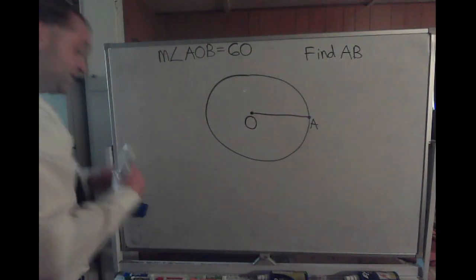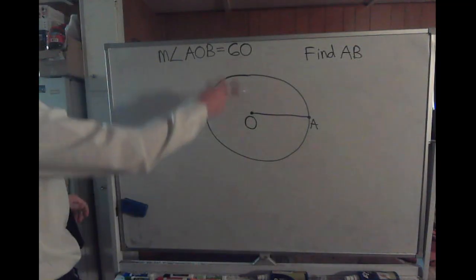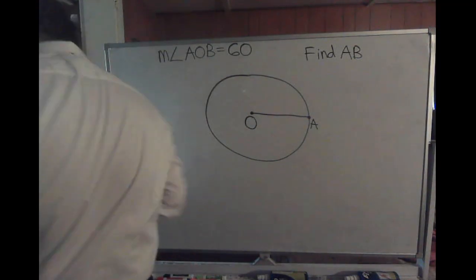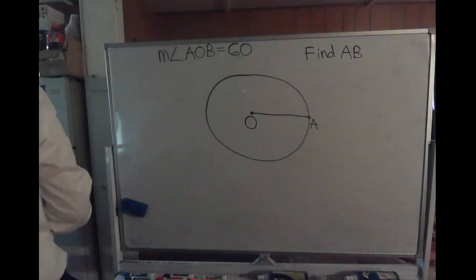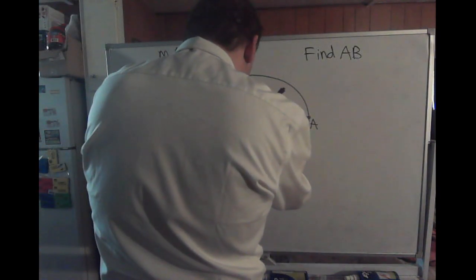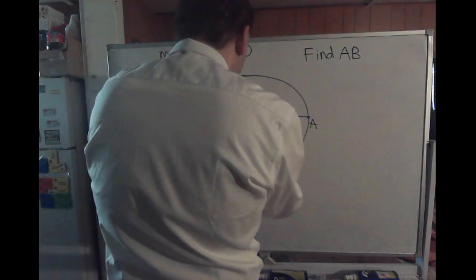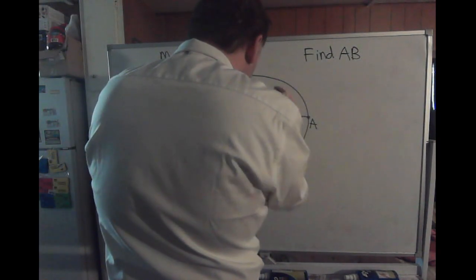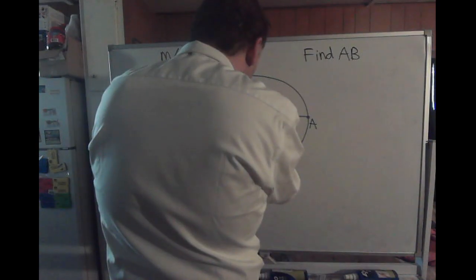And then let's form a 60 degree angle to draw radius OB. Because the measure of angle AOB is equal to 60 degrees. So let's form a 60 degree angle here. A 60-degree angle is going to look like right there.